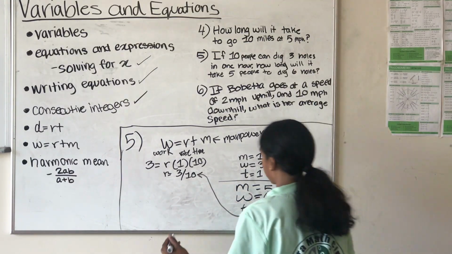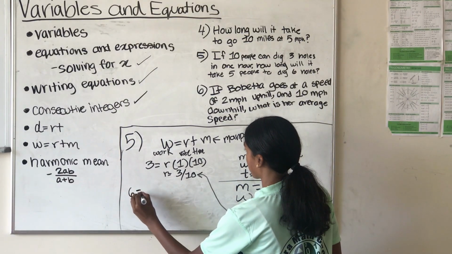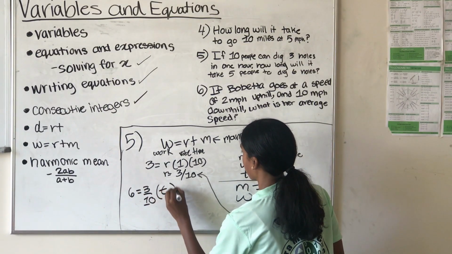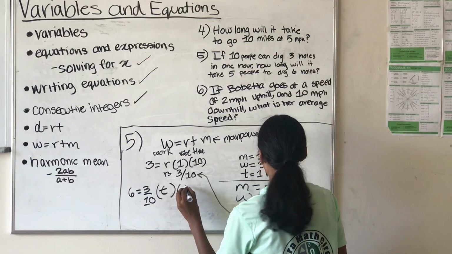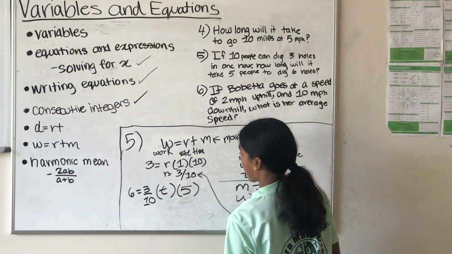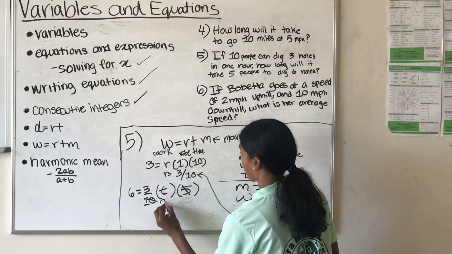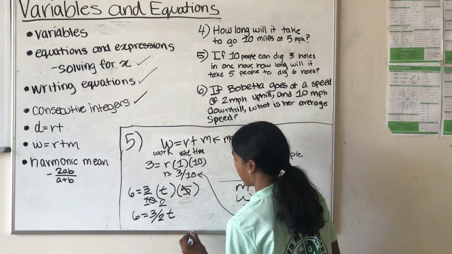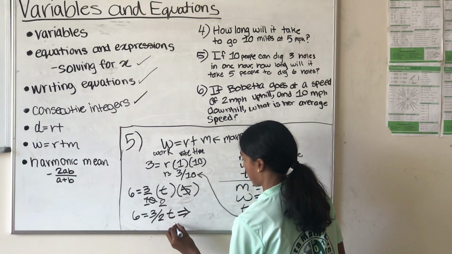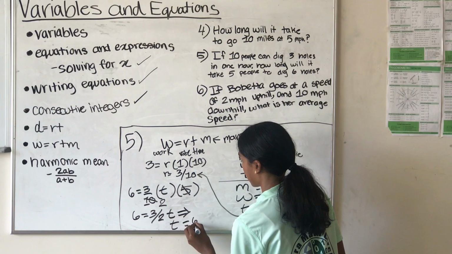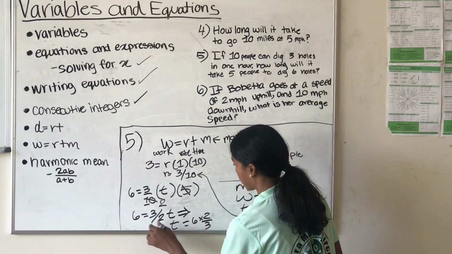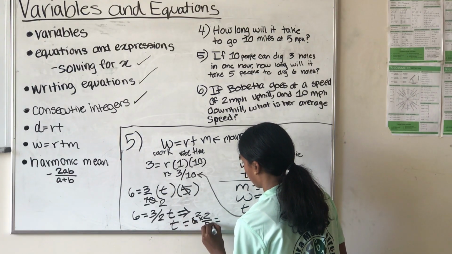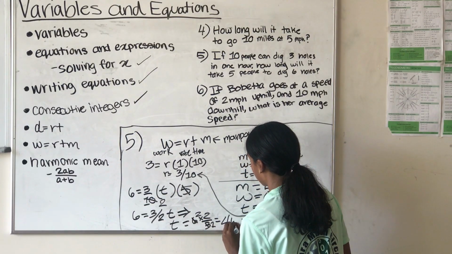So plugging this in once again, we get 6 is equal to 3 tenths times time times 5 people. Simplifying, let's cancel out this to get 6 is equal to 3 halves t. So this gives us t is equal to 6 times 2/3, since we're going to multiply by the reciprocal, which is equal to 4 hours.